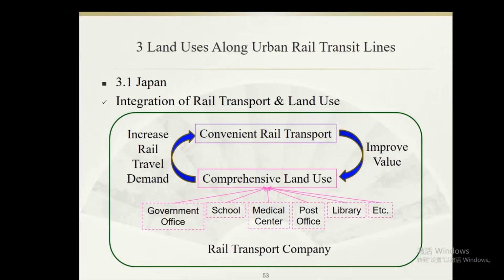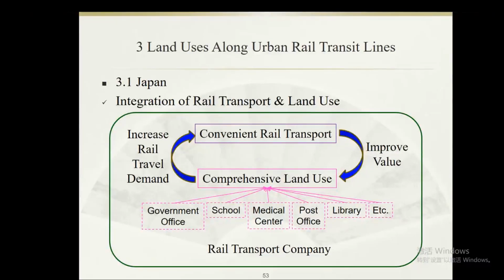Because many of the railway companies lack money. How to make money for more railway track lines? How? This is how. Improve the land price. How to improve? Make mixed land use around each station, to invest in the development of the land use, not only the passenger transport. Okay? This is a change of the option.